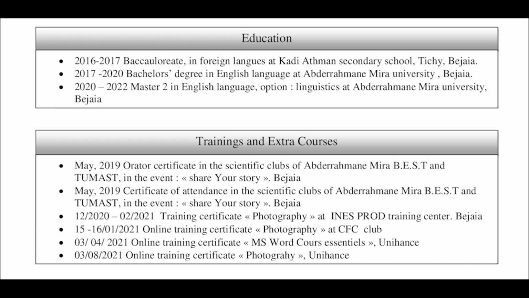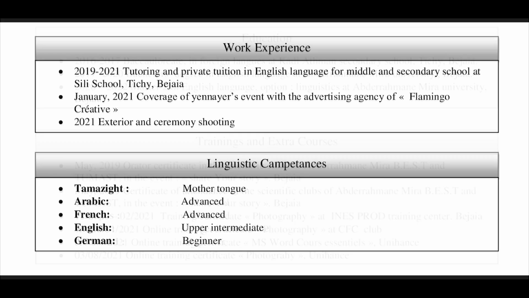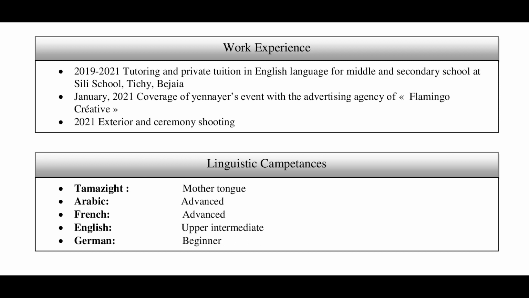For the training and extra courses, this stage will include additional courses and trainings, either online or face-to-face. The details must follow the same order as the education section already mentioned. For work experience, this stage is dedicated to the candidate's previous jobs, starting from the oldest to the most recent one, with the same structure as in section 2. Notice that the more experienced the applicant is, the more solid the CV is.